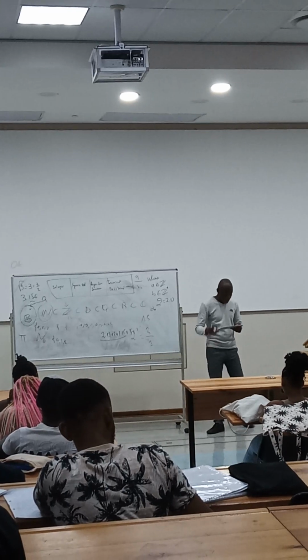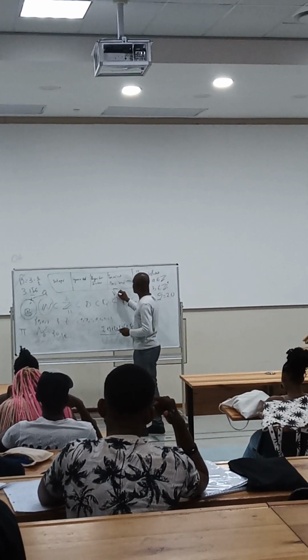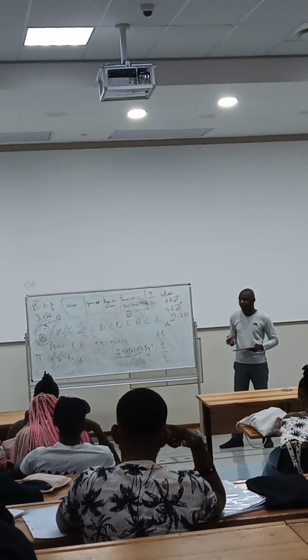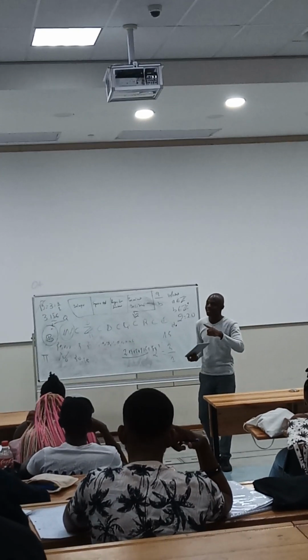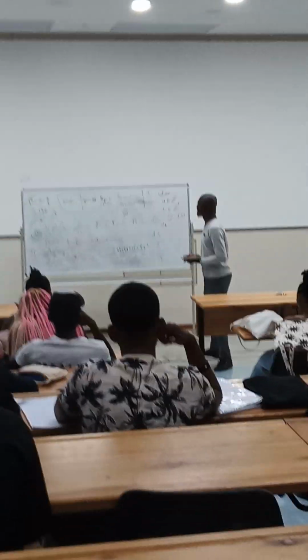Okay? So an example of an irrational number is the square root of 2. Square root of 2 is an irrational number. And why is it irrational? Because actually the square root of 2 cannot be written in this form.